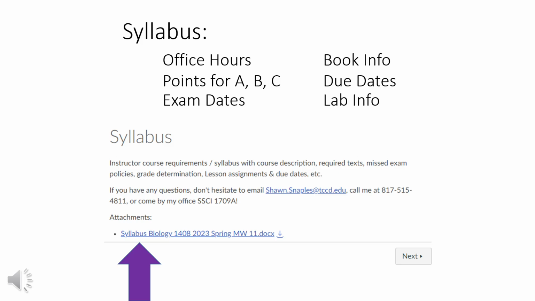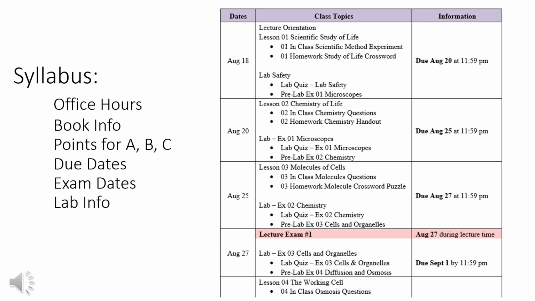It does have the instructor requirements, the syllabus, the course description, the required text, the missing exam policies, grade determination, lesson assignments, due dates, and so on. It does have an attachment. That's where you actually click the link to get to the syllabus that we're fixing to start talking about. I am not reading through my syllabus for you, but it does have my name and contact information like my office hours. It does have the textbook information.